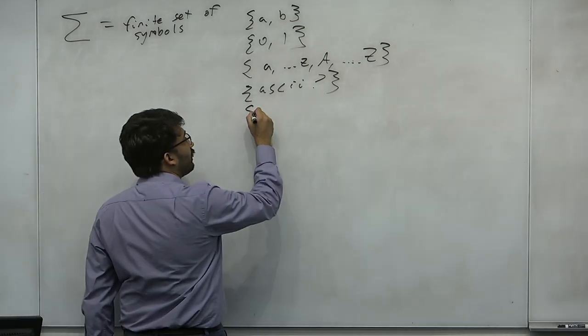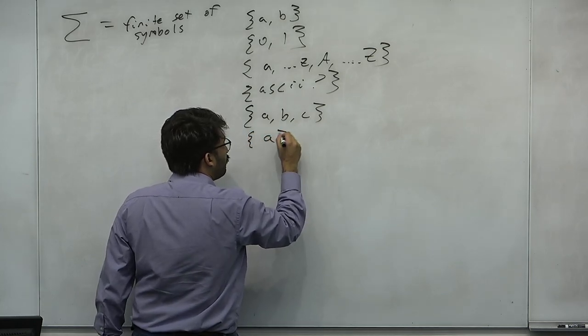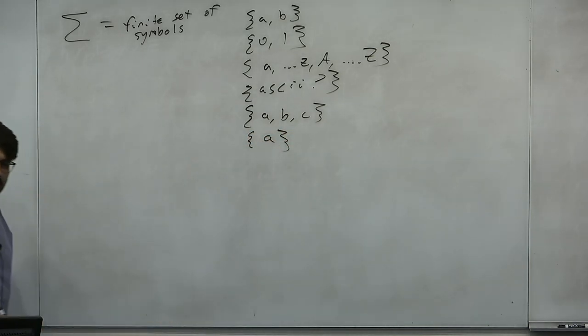What else could it be? It could be A, B, C. It could even just be A. But it couldn't be the empty set. Let's just suppose there exist symbols. If there are no symbols, then everything kind of trivially doesn't exist. So two questions you may have. Immediately, everyone tries to generalize and specialize.